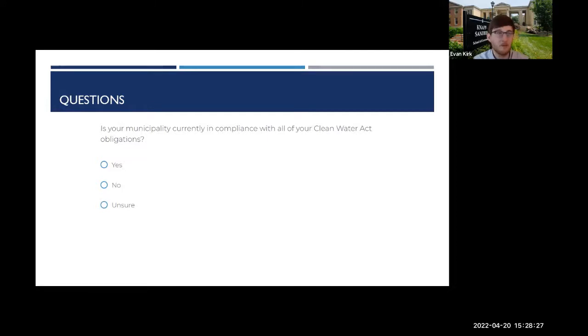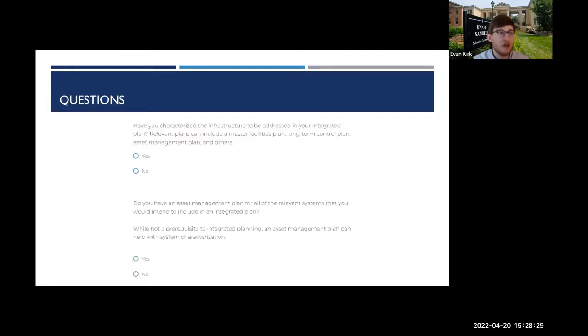with those requirements. Then we ask you to let us know if you've included any infrastructure in current plans, such as asset management plans, or long-term control plans, et cetera, and how those plans can integrate into your integrated plan. And we're going to get you thinking about, if you have those plans, making sure you're not neglecting those plans. When you're starting your integrated planning process, you're really building off those plans into your integrated plan.